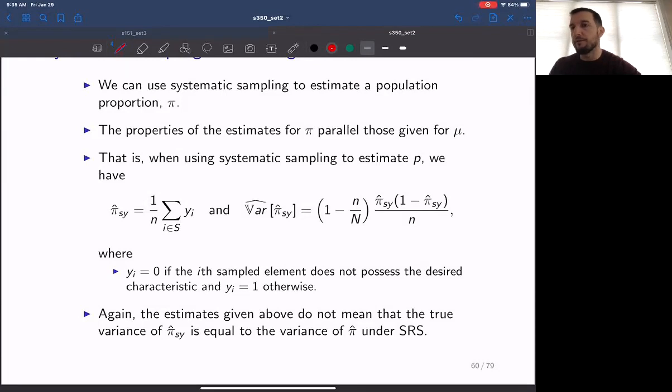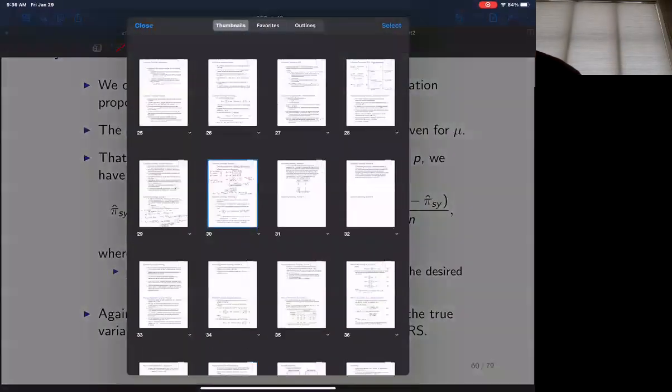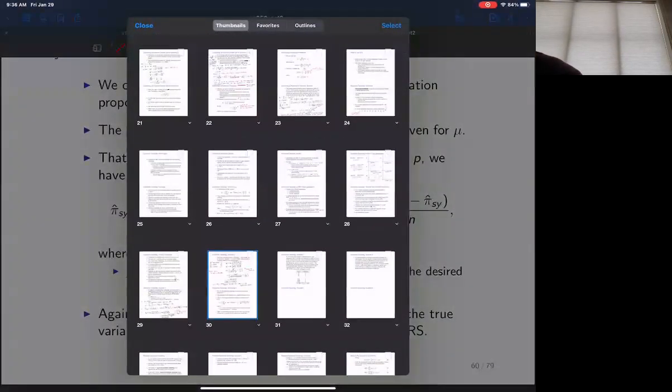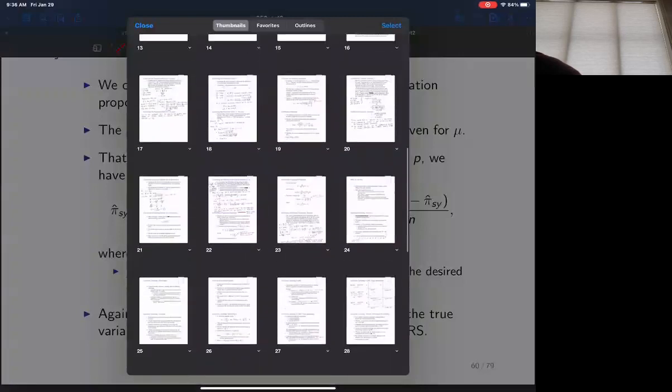And the estimate for the variance of the proportion estimator is going to be the finite population correction multiplied by pi hat for the systematic sample times 1 minus pi hat for the systematic sample, divided by little n in this case. Slightly different from the SRS one, because I believe we had n minus 1 in the denominator for the SRS estimator. Let's take a quick look to see if that's right.